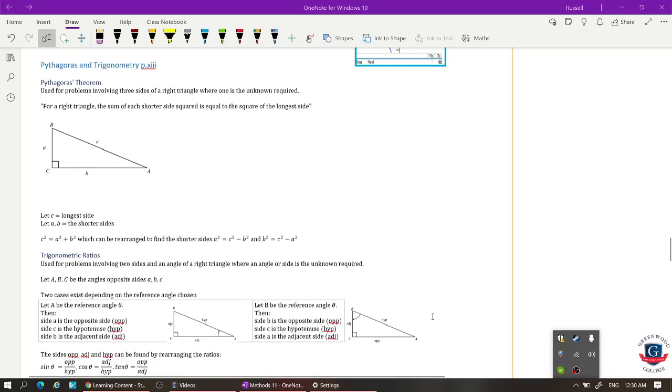Hi everyone. Our next unit of work is on Pythagoras' theorem and trigonometry. So Pythagoras is used for problems involving three sides of a right triangle where one is the unknown required.